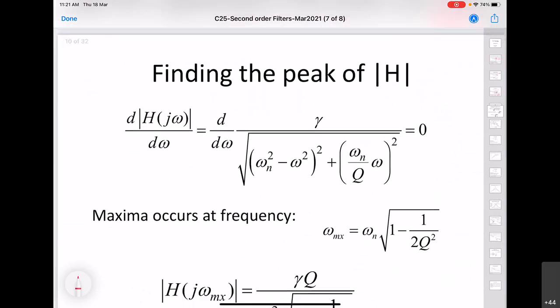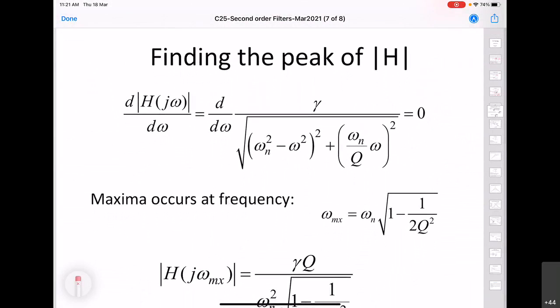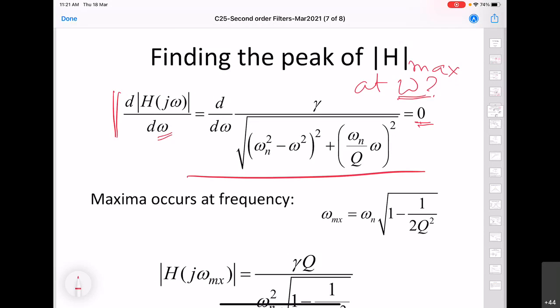Now we would like to know what is the maximum value of this transfer function, and at what omega this occurs. So of course we will have to differentiate the transfer function magnitude with omega and set it equal to 0 to find out the omega where the peak occurs. Right. So when we set up this equation and solve for omega for which peak occurs, then this is the frequency for which H max is achieved.